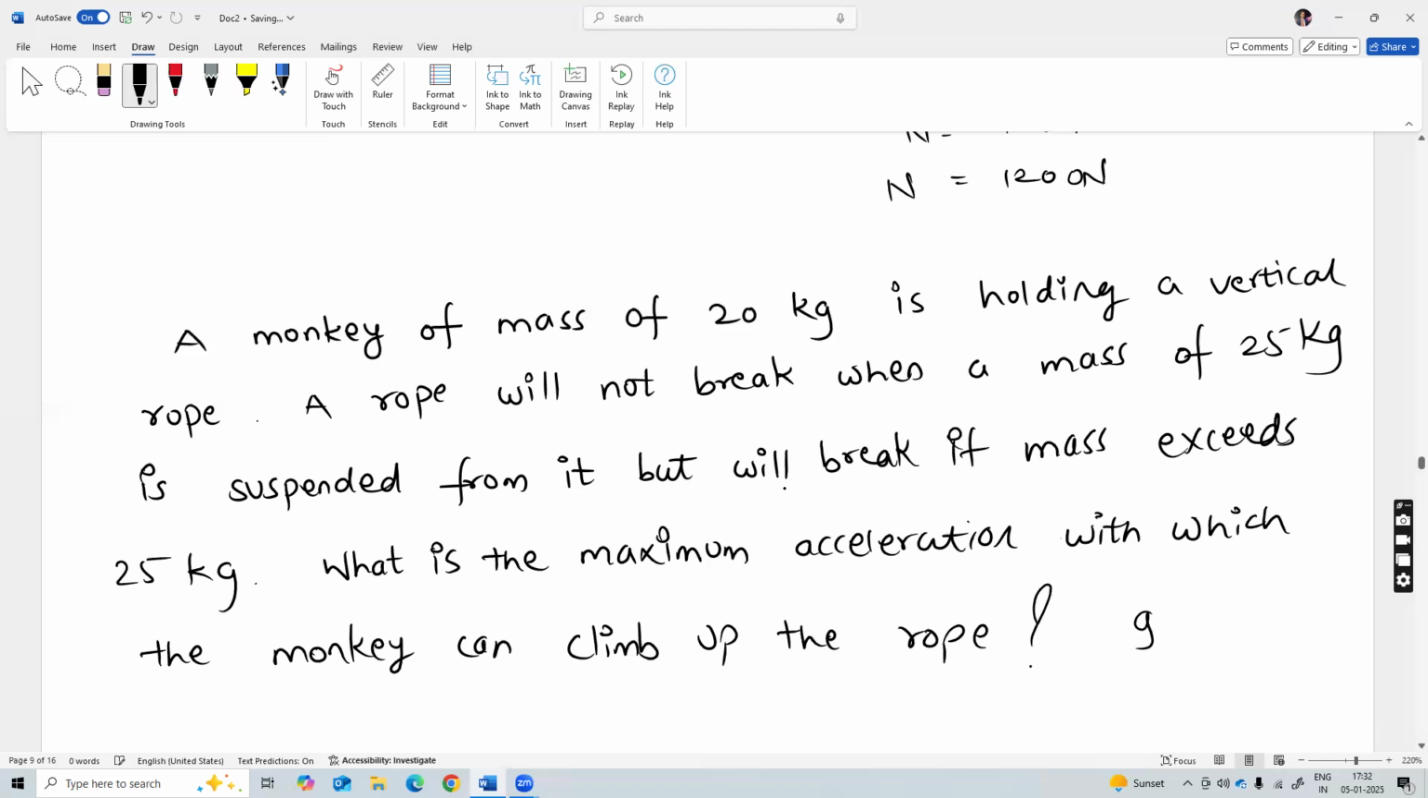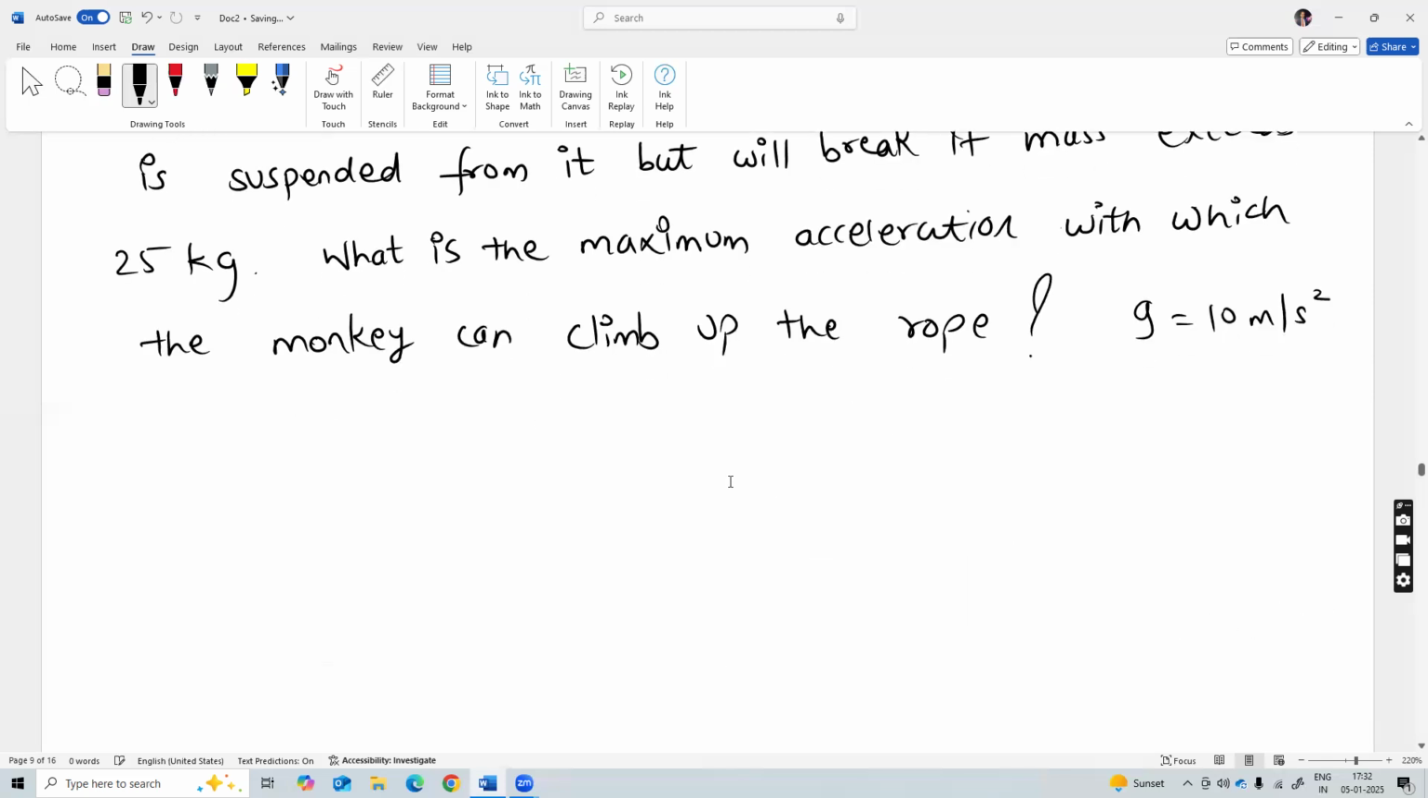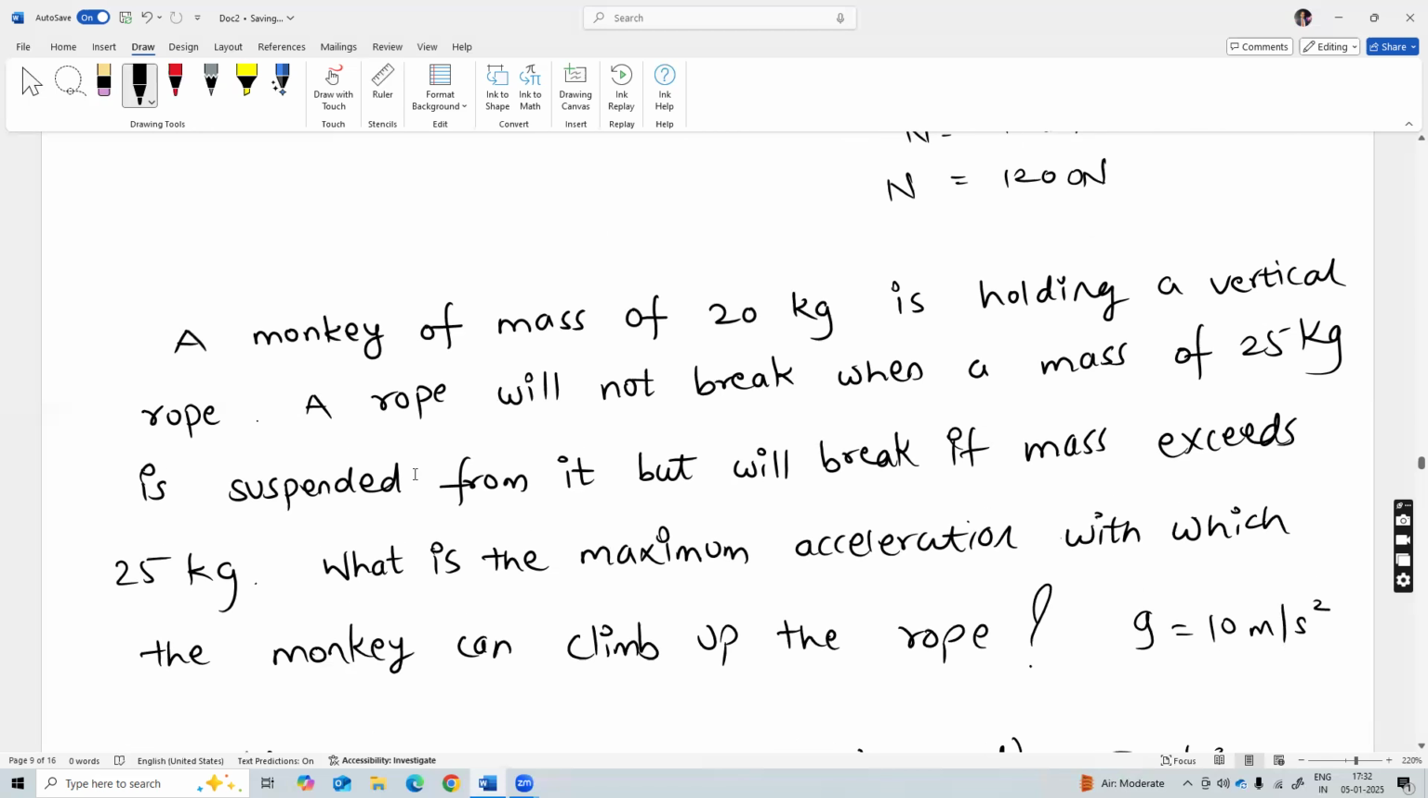Here g is given as 10 meter per second square, and the options are: A is 5 meter per second square, B is 10 meter per second square, C is 25 meter per second square, and D is 2.5 meter per second square. They are telling us the monkey has a mass of 20 kg, and the rope will not break when a mass of 25 kg is suspended.